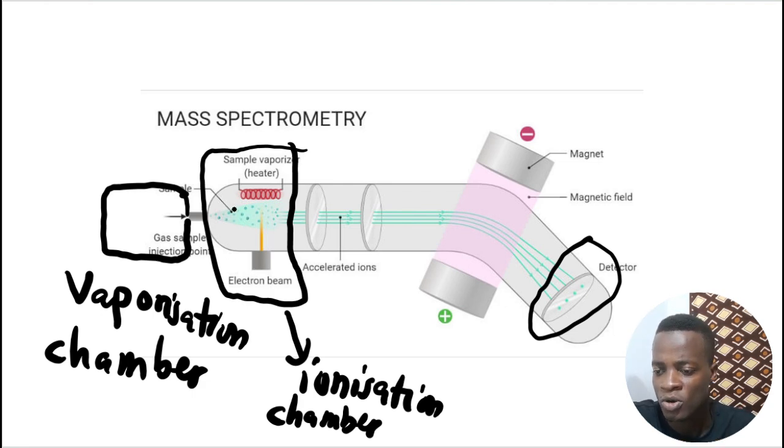Okay, so how does it occur? There is something here called an electron beam, at the bottom here, and then there's a heater. There's a heater here. This heating element, this particular electron beam, throws a beam of electrons, meaning very high speed beams of electrons, into the gaseous sample.